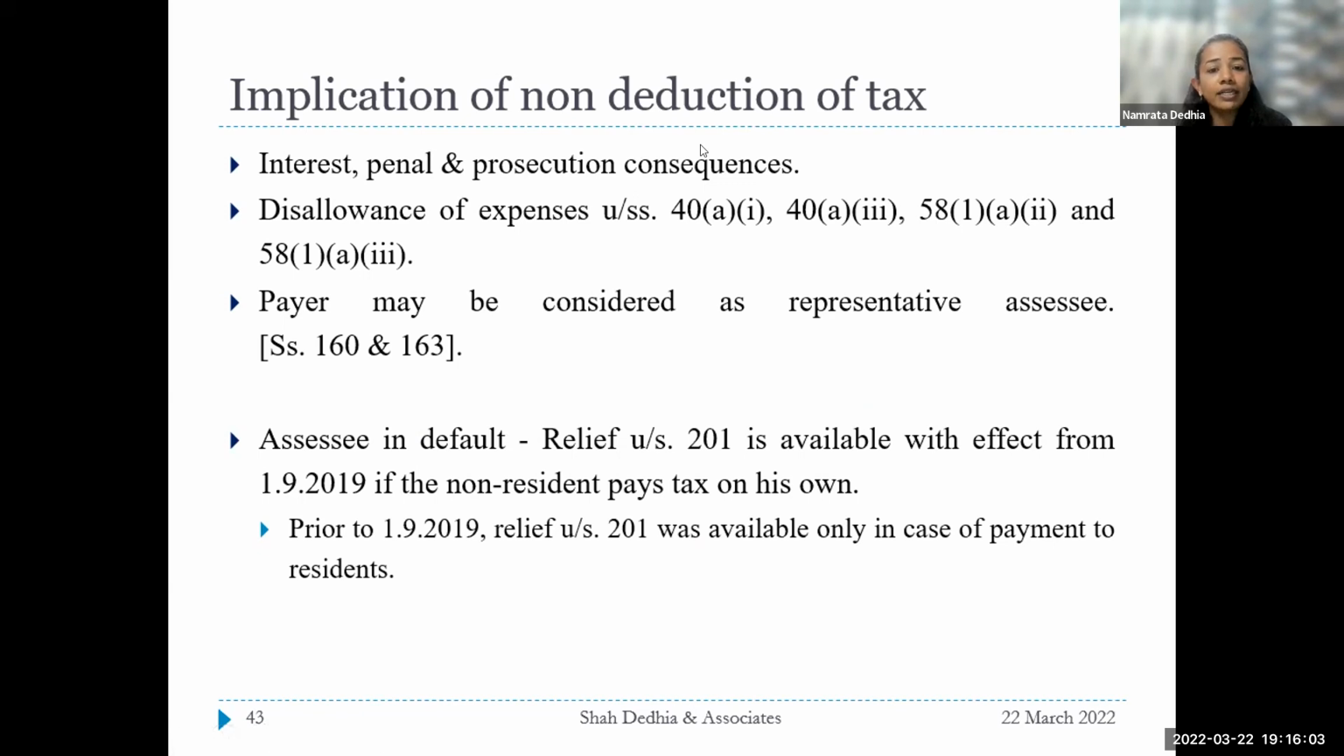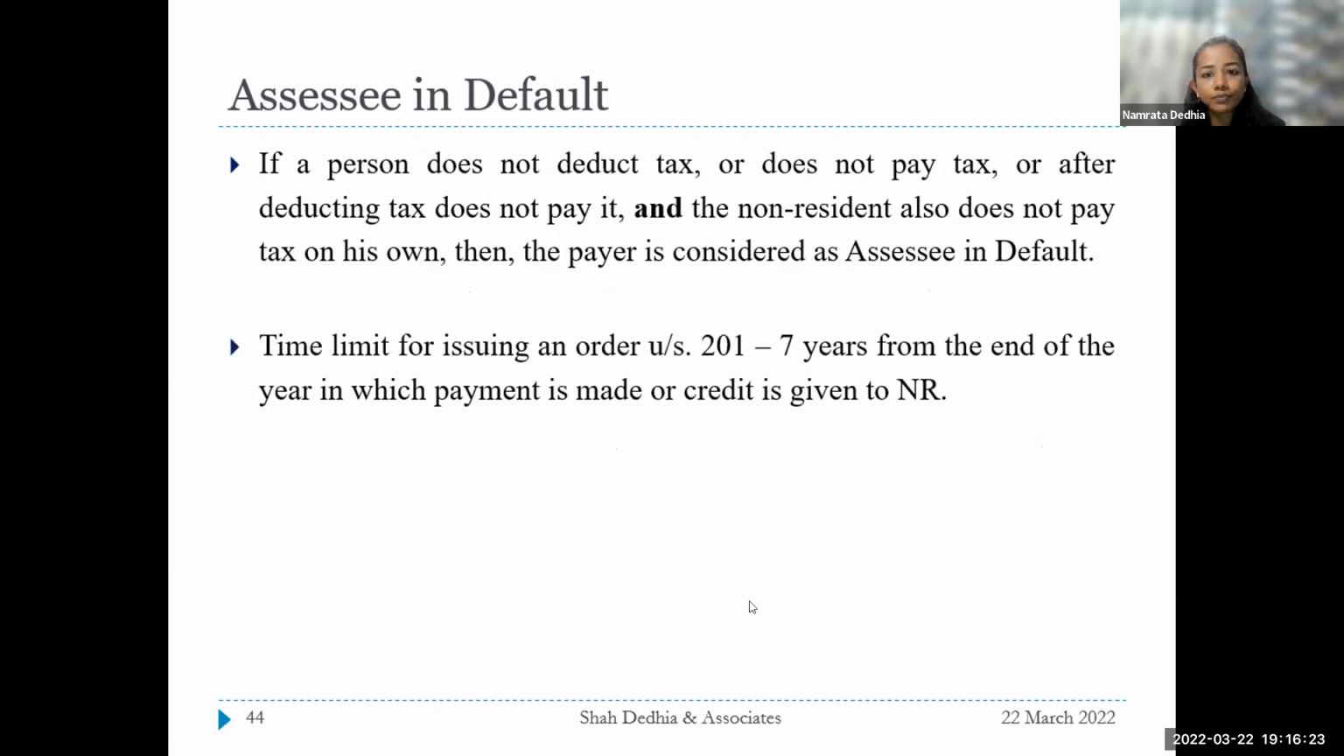We have that relief under 201, which was also available for resident payments, which is now available since September 2019 for non-resident payments also, where if the non-resident has paid tax and gives a declaration to that effect or a certificate to that effect to you, then you are not considered as an assessee in default.